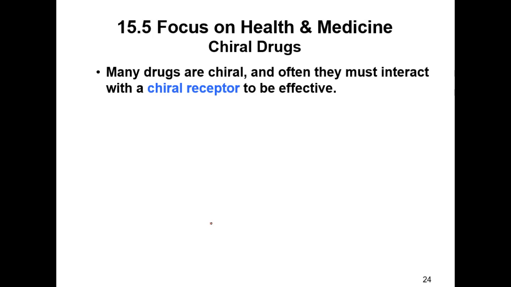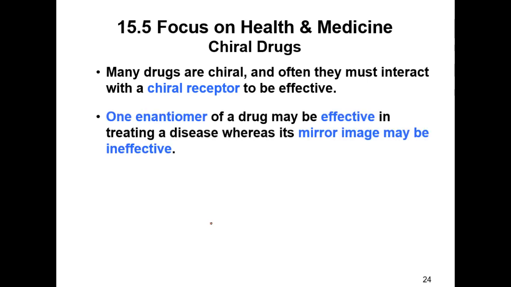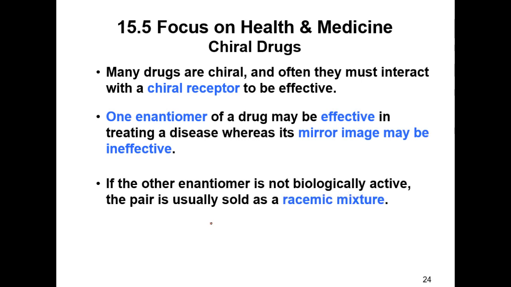So many drugs are chiral, and they often interact with chiral receptors inside our body. One enantiomer of the drug may be effective treating a disease where the mirror image might be ineffective. If the other enantiomer is not biologically active, the pair is sold as a racemic mixture. Oh, there it is. I didn't think your book talked about it, but it does.